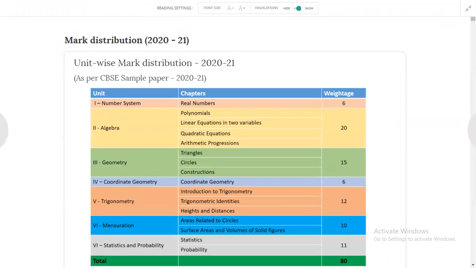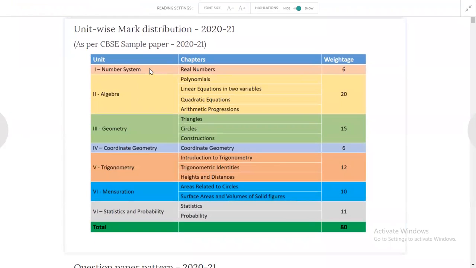The first unit is number system. Unit number 1, number system. Only one chapter is there, which is real numbers, and the weightage of this particular chapter is 6. As per the new sample paper, you have 1 mark questions, 2 mark questions, 3 mark questions, and 5 mark questions. So these are the types of questions coming. You can expect one 1 mark question, one 2 mark question, and one 3 mark question from this particular chapter as per the new sample paper.